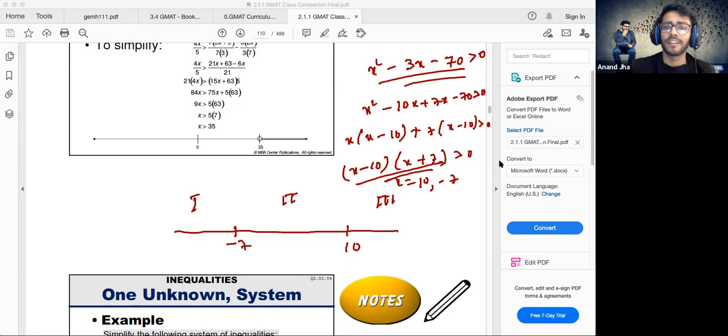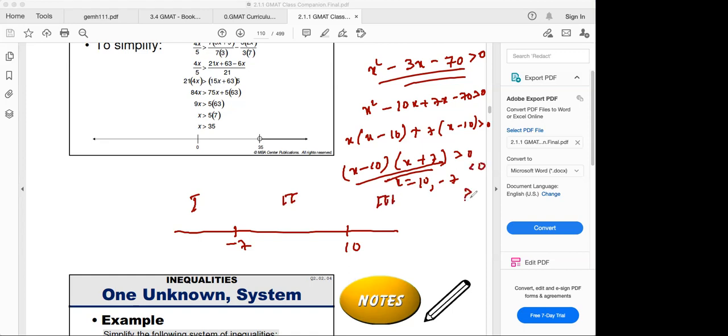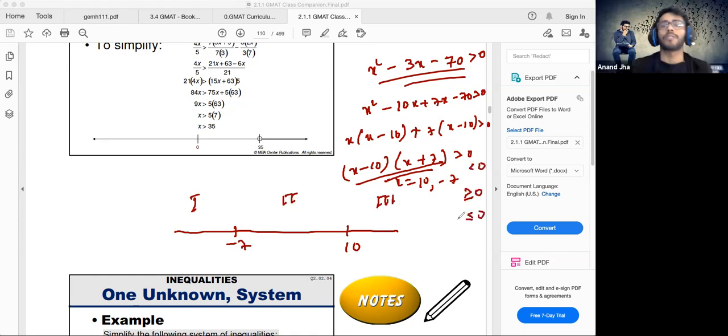Let's discuss all cases: greater than 0, less than 0, greater than or equal to 0, less than or equal to 0. Everything we'll discuss. Now, where will it be greater than 0? Always start with the extreme right. Take any number more than 10, suppose I take 12. So 12 minus 10 is 2 and 12 plus 7 is also positive. So this is positive.